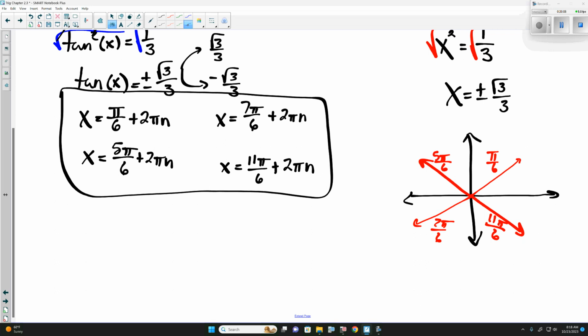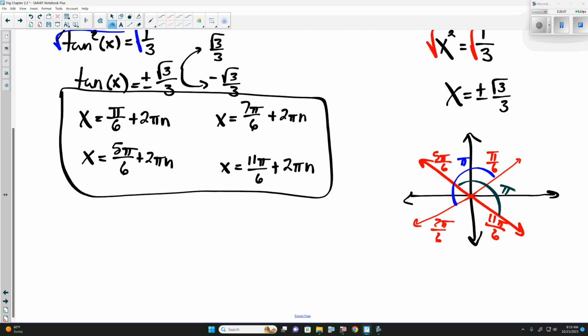Well, what's interesting is that to go from pi over 6 to 7 pi over 6, that angle is a measure of pi, yes? Oh, I need another color. From 5 pi over 6 to 11 pi over 6, that's also an angle of pi, yes? And this is kind of odd that it does work this way, that if I added pi to pi over 6, we would get 7 pi over 6. If I added pi to 7 pi over 6, we would get to the coterminal angle of pi over 6, yes? We would keep kind of flipping back and forth.